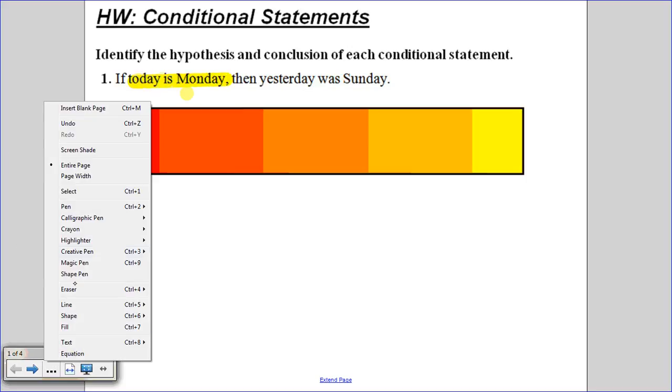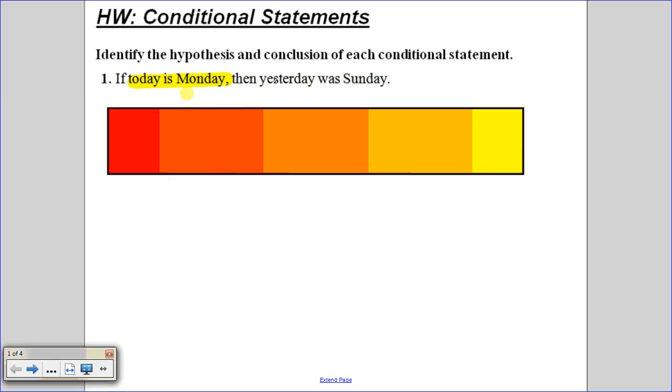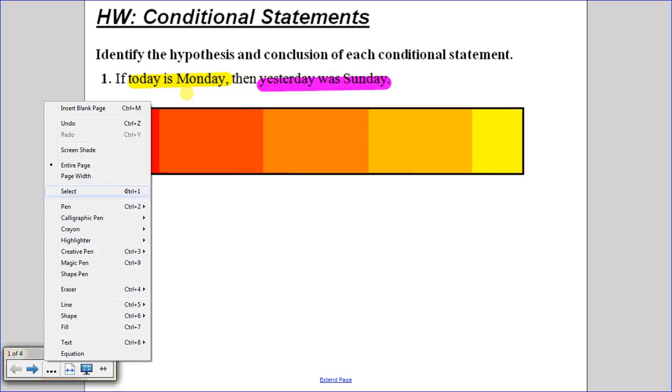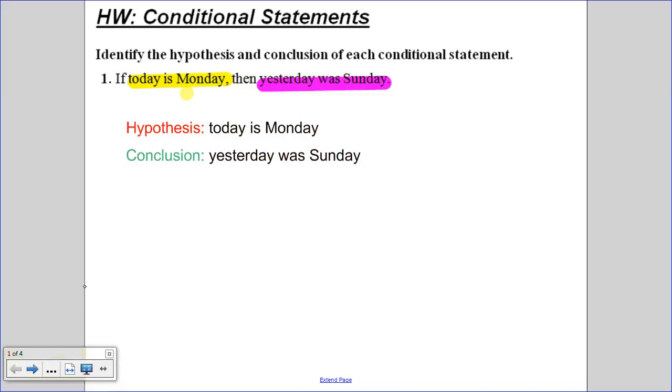And then the conclusion is what follows the word then. So the conclusion would be yesterday was Sunday. Notice again the hypothesis does not include the word if, and the conclusion does not include the word then. So make sure when you write yours, you do the same.